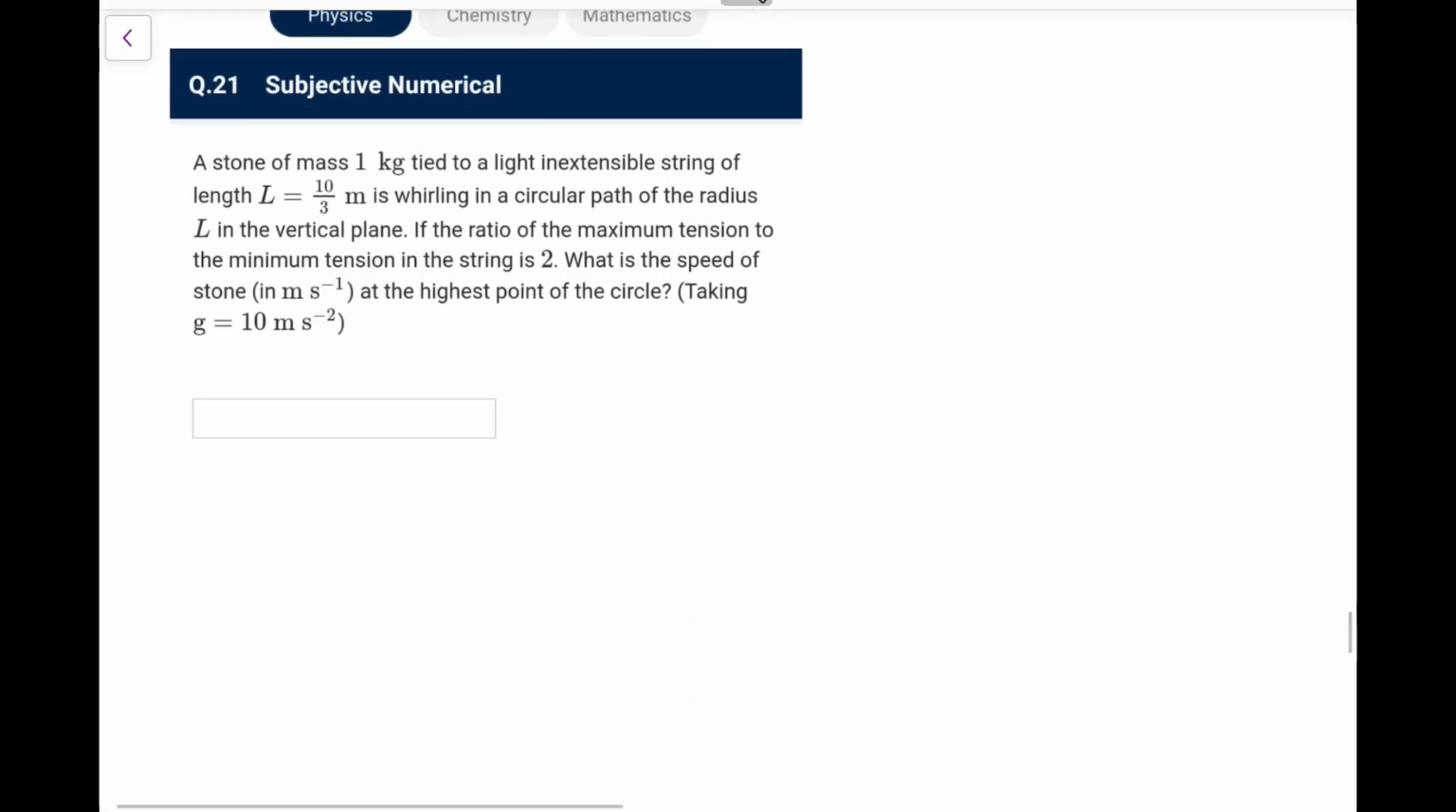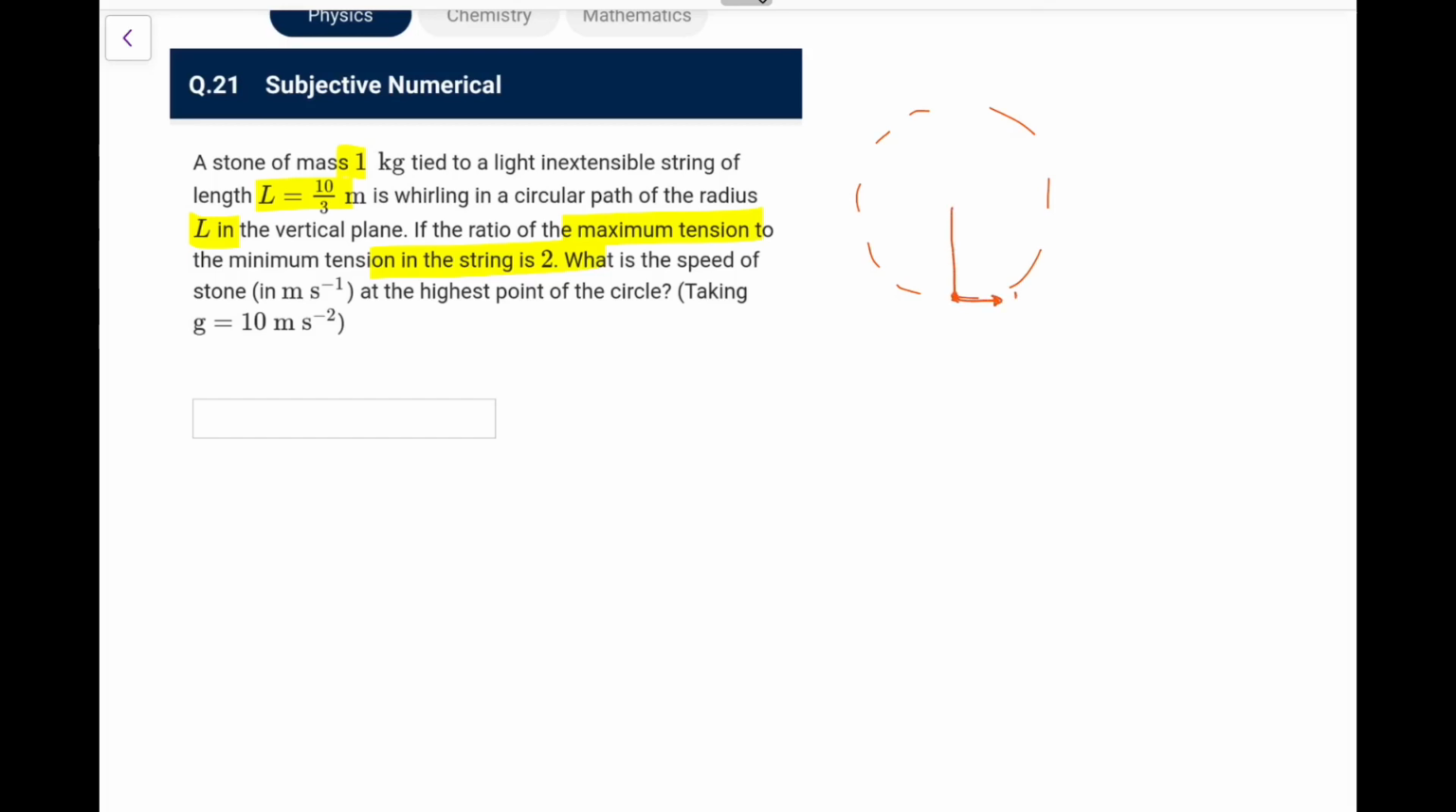Next. So these are the straight objectives. Now the numerical one. A stone of 1 kg is tied to a string of 10 by 3 meters, moving in a circular path of radius L in a vertical plane, and the ratio of max to min tension is 2. What is the speed at the highest point? So what you will say, it is in the vertical loop, okay, and its speed at the highest point.